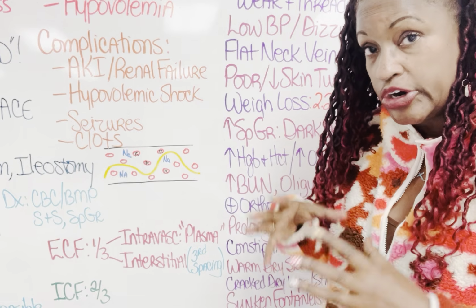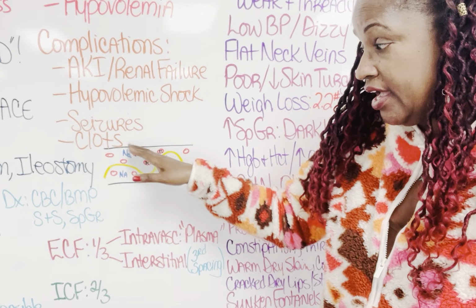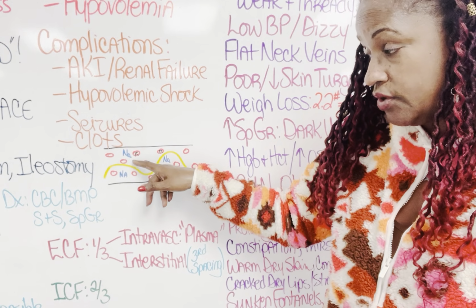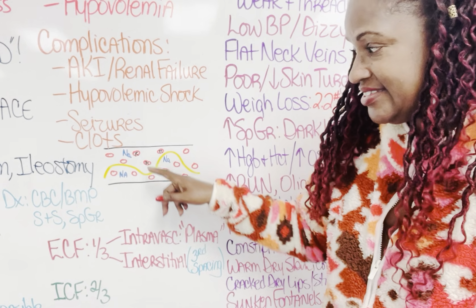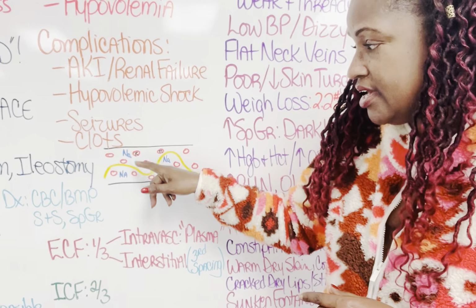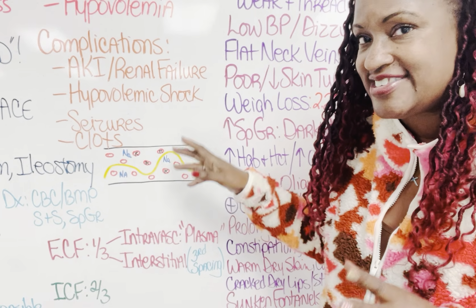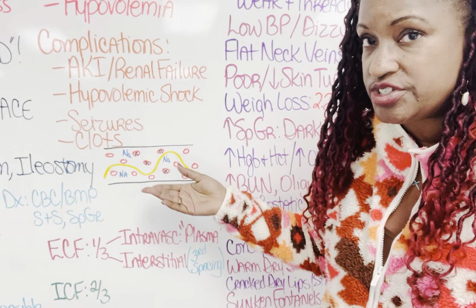Now, sodium is in blue. Salt and water go together. So in the plasma is sodium. It's extracellular. It's not inside the cell. Potassium is. So when you lose water, you lose sodium.